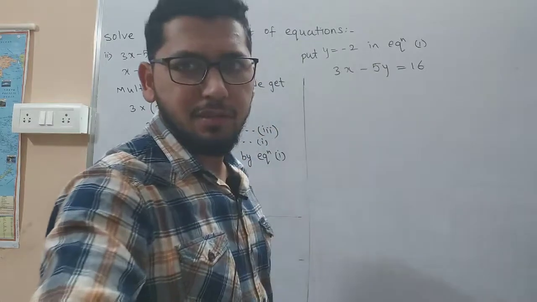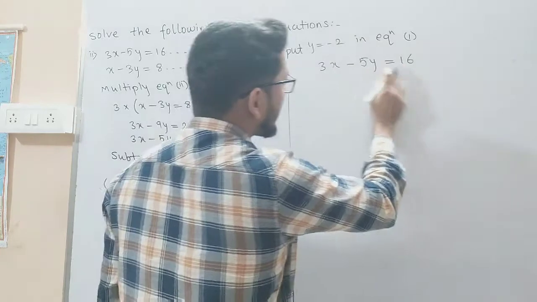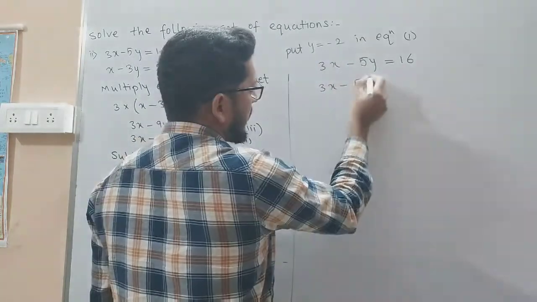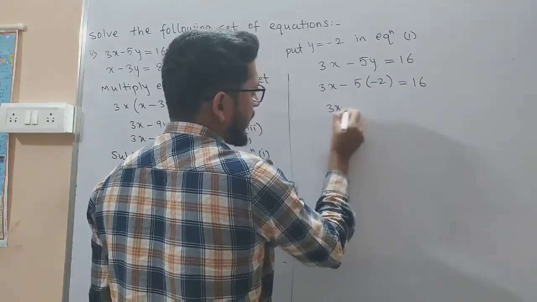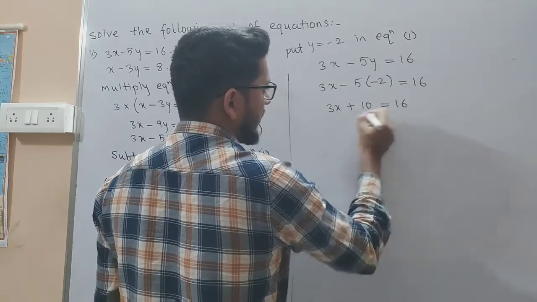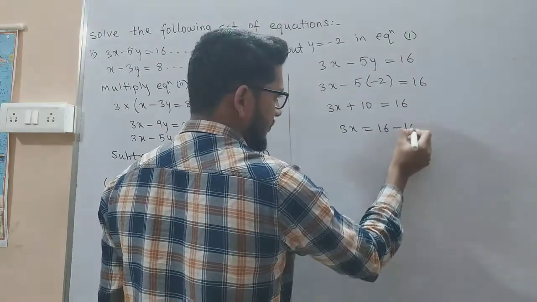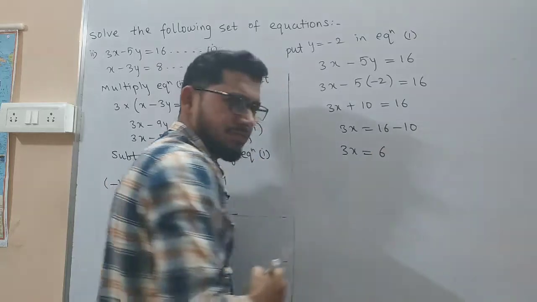Now we will substitute. How will we substitute? 3x minus 5y equal to 16. What is the value of y? It is minus 2. So 3x minus 5 bracket minus 2 is equal to 16. So 3x, minus times minus is plus, 5 twos are 10, equal to 16. Then 10 will go there. So 3x equal to 16 minus 10, and 16 minus 10 you will get 6.